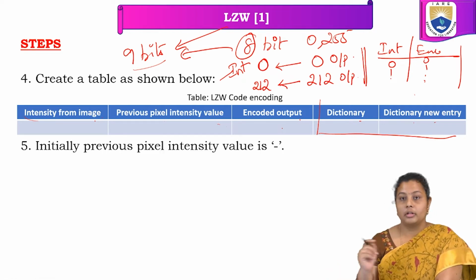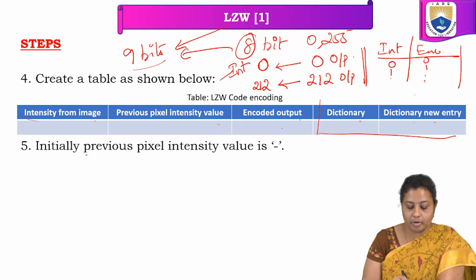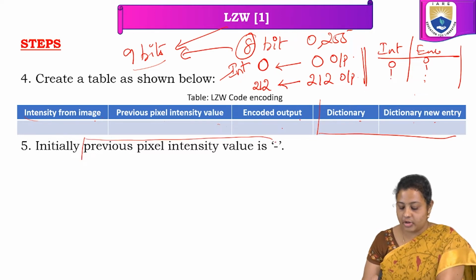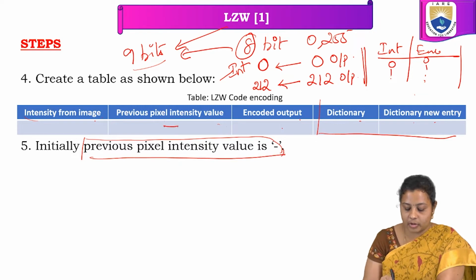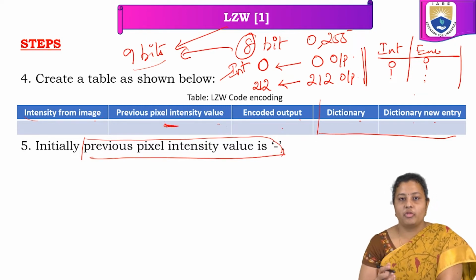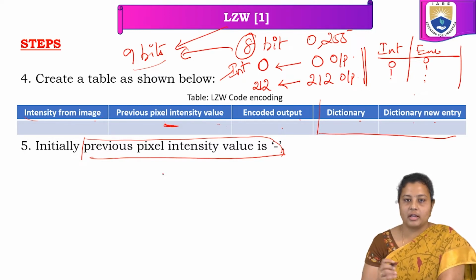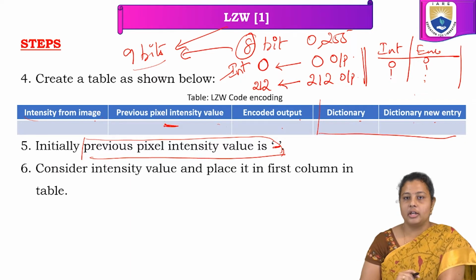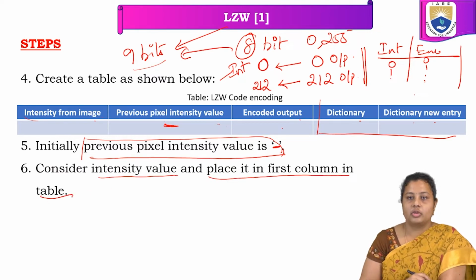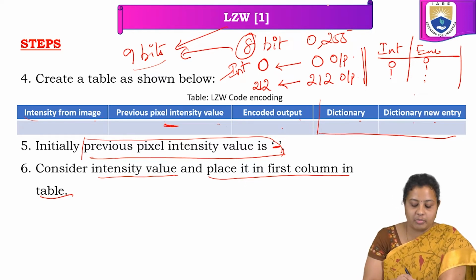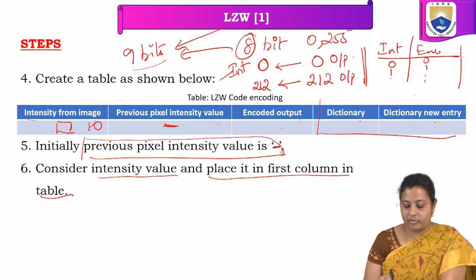Next, what we do initially: we consider the previous intensity value as hyphen. Before any coding technique, for the first case, I will assume it as a hyphen. Next, consider the intensity value and place it in the first column of the table. Say suppose it is 10. I have a hyphen in my first case and my first intensity value is 10.